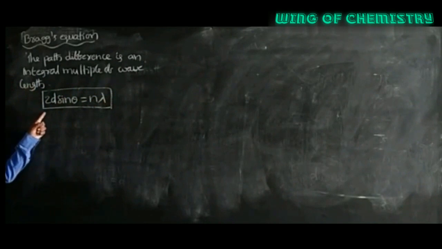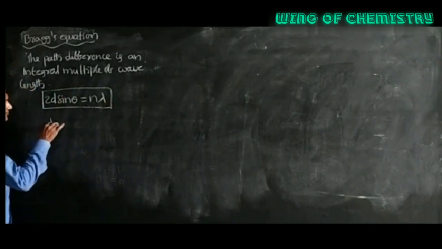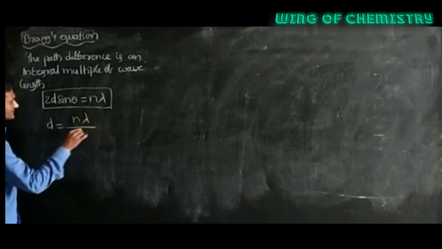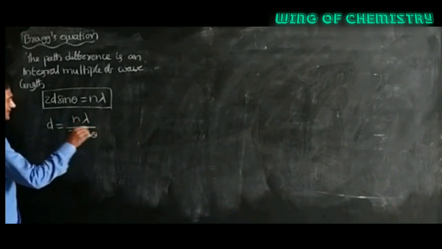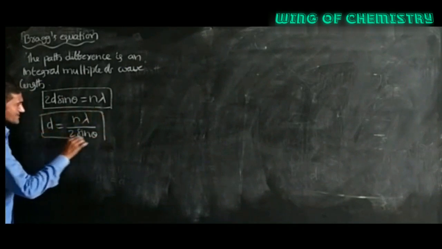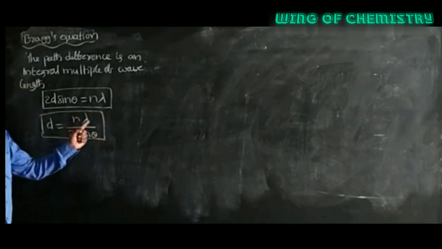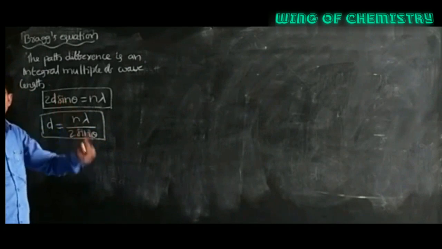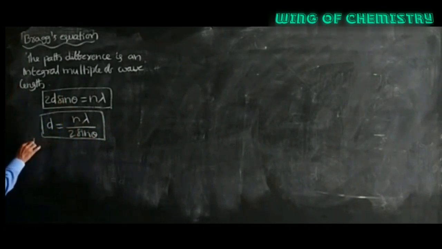With this equation, we can also calculate the interplanar distance. That is, d equals n lambda by 2 sin theta. Derivation.